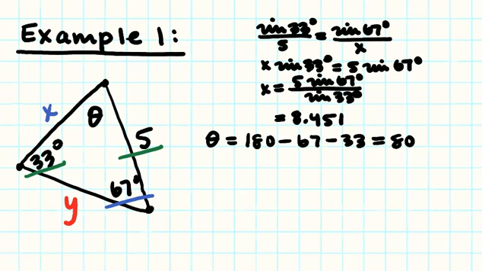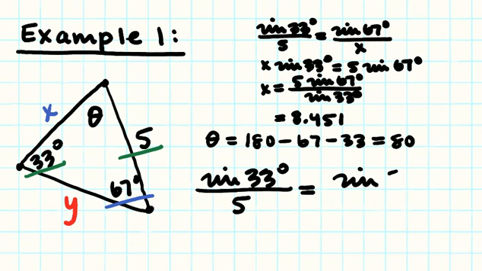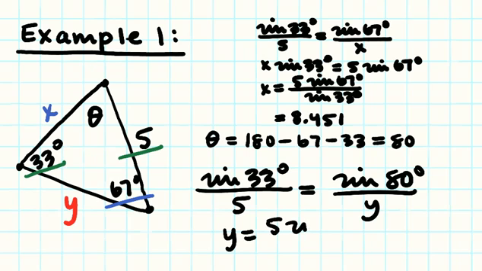So we're going to use law of sines, but still with the 33 degrees and the 5. Sine of 33 degrees divided by 5 is equal to sine of 80 degrees divided by y. Once I cross multiply and solve, y is equal to 5 times the sine of 80 degrees divided by the sine of 33 degrees. This is the type of thing you could type into the calculator just like I did earlier. In the interest of time, I'm just going to leave it like this. You definitely can figure out what y is.